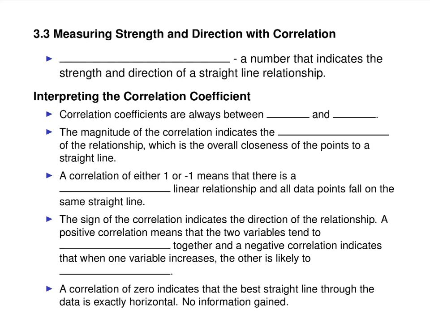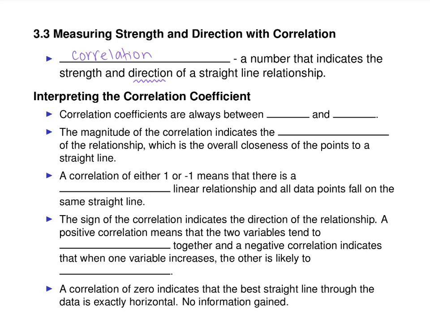Now, once you have a regression line, a good question is, how good is my regression line? How strong is this relationship? And the thing that you use to measure that strength is something called correlation. So correlation is the number that indicates the strength and direction of a straight line relationship. And direction means, is this a positive association? In that case, you have a positive correlation. Is it a negative association? In which case you have a negative correlation.